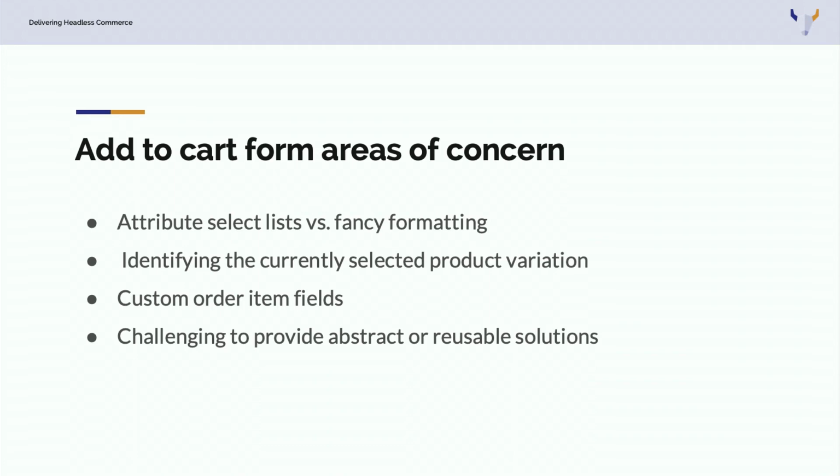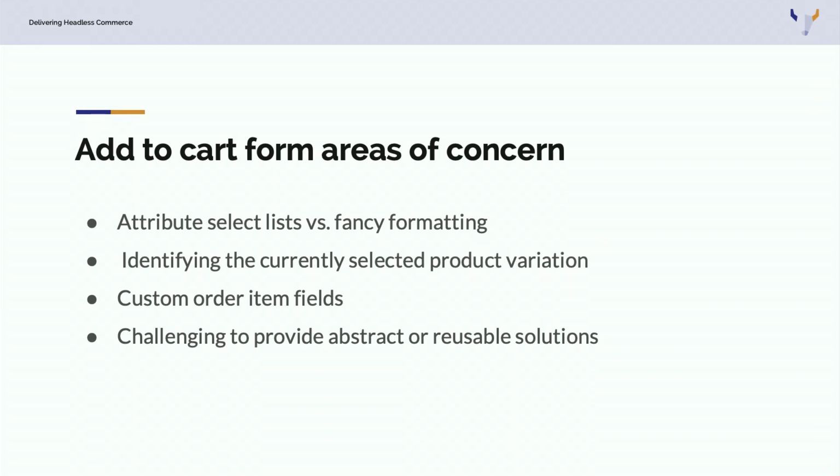I brought up before, attribute select list versus fancy formatting. Do you want that select list? Radio buttons, little rendered swatches. Who knows? I did a site where they sold car seats, customizable car seats, and they wanted the color options to be actual images of the versions of the car seats. Not just a color swatch, but an image they could upload.